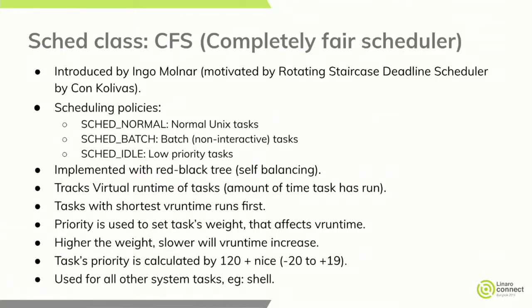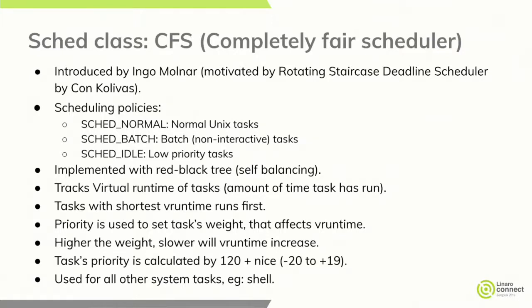So what we track here is vrun time, which is virtual runtime. The basic idea here is that we track the amount of time a task has run. And the task which has run for the least amount of time until now is the task we should pick to run next because it has got the least amount of opportunity until now.